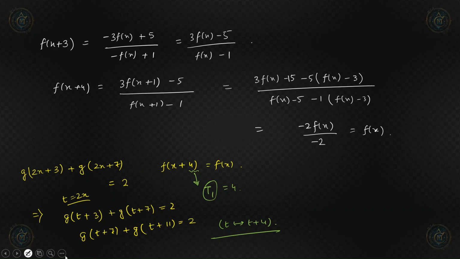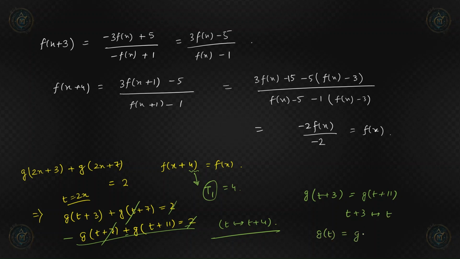Okay, so we can now subtract these two equations here. So this becomes minus, minus, and these terms cancel each other, so this becomes 0. So we can say g(t+3) equal to g(t+11), right? And then if we substitute t+3 with t, we can say g(t) is equal to g(t+8). Okay, so what will be the fundamental period of the second function? Our T2 will be equal to 8.